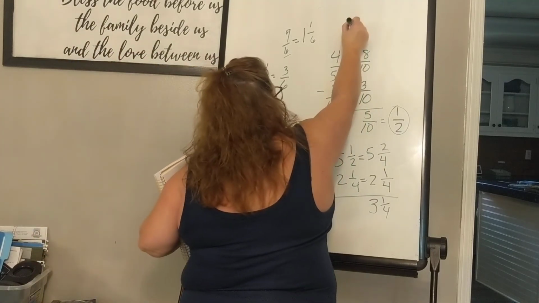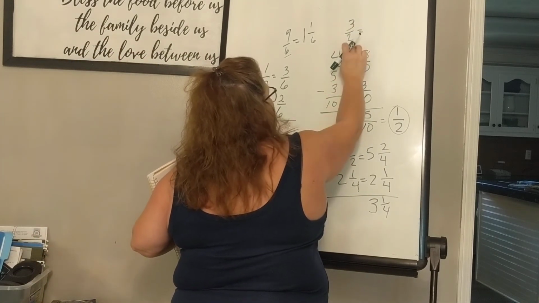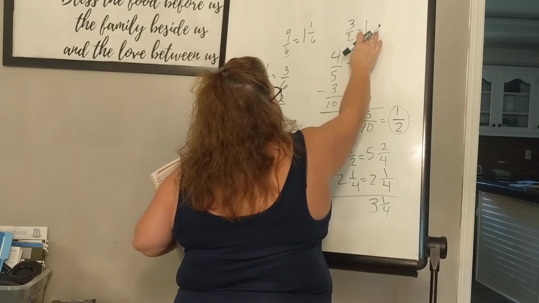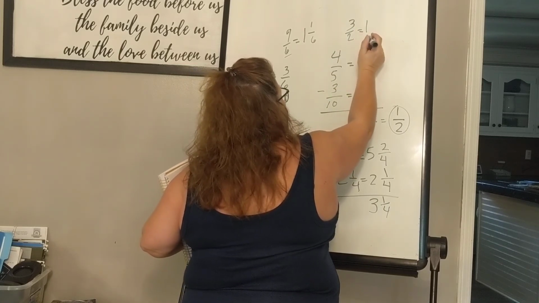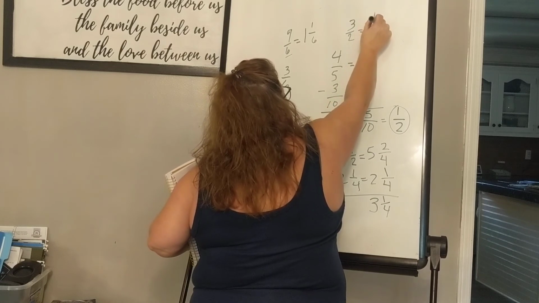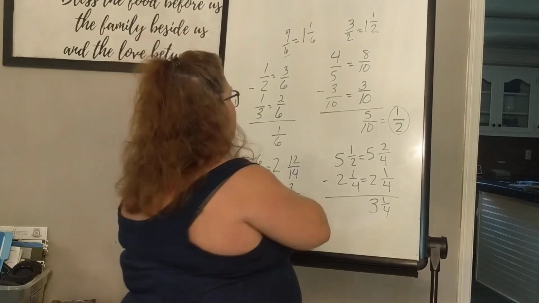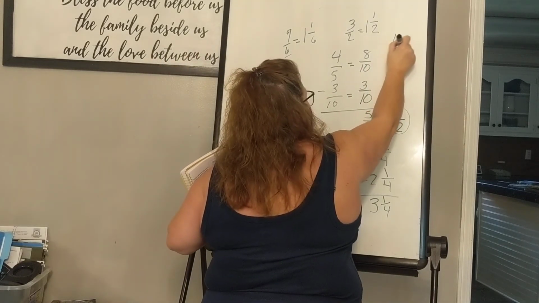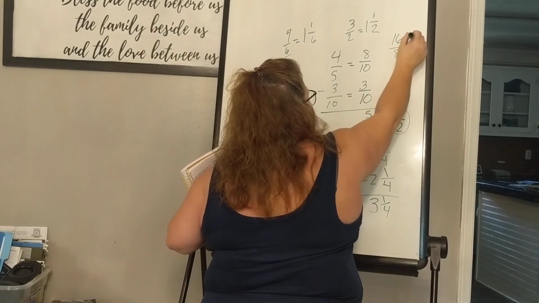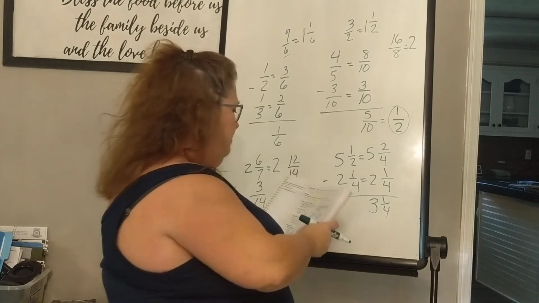Then we have 3/2. 2 will go into 3 1 time. 1 times 2 is 2. 3 minus 2 is 1. So it's 1 and 1 half. 16 over 8. 16 divided by 8 is simply 2.